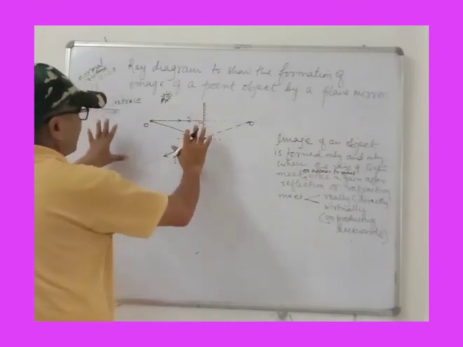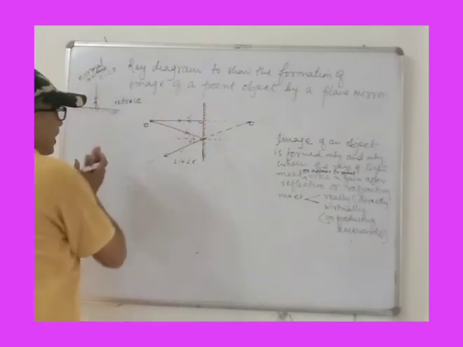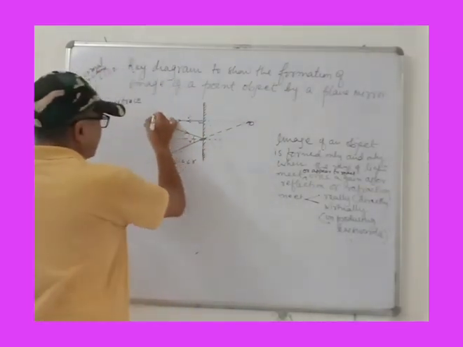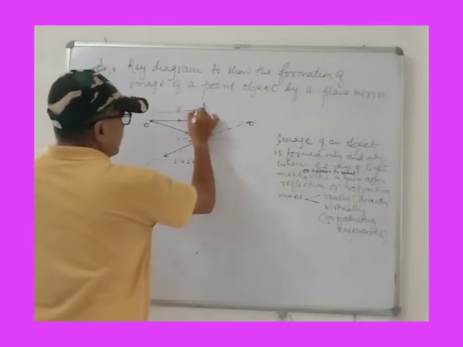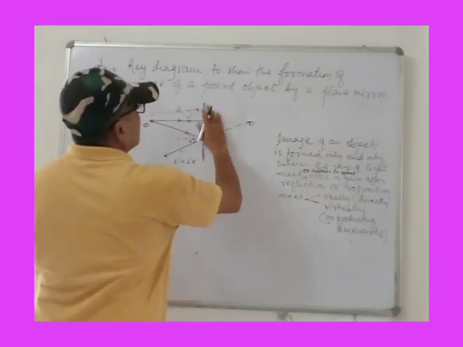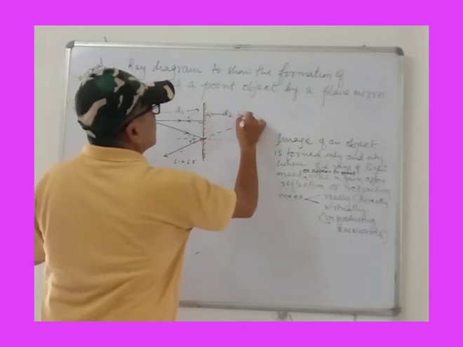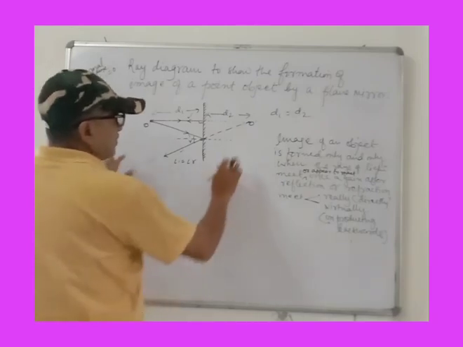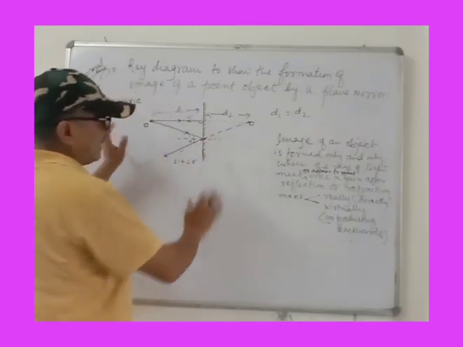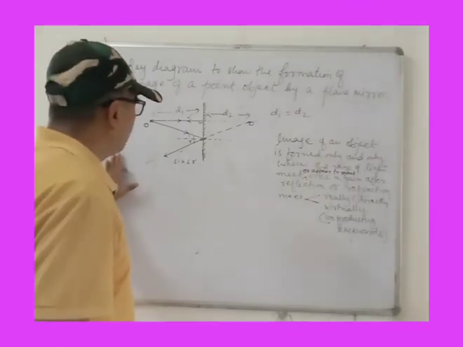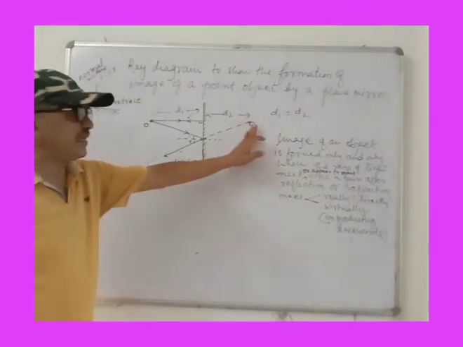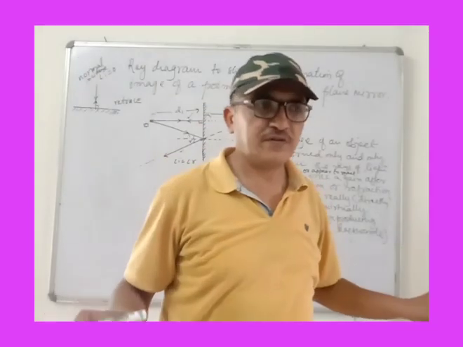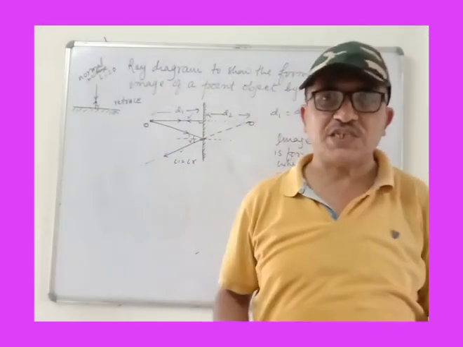So this is the formation of image by a plane mirror when the object is a point object, and it is formed like this. This distance, suppose this is d1, this is d2, then d1 must be equal to d2. And the property of image I have told you, it is virtual, erect. Clear? So we can form the image by taking a large number of rays from the object, but only 2 rays are enough to show the point of intersection.